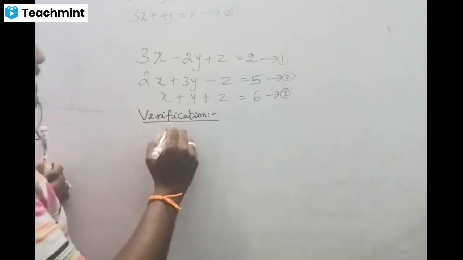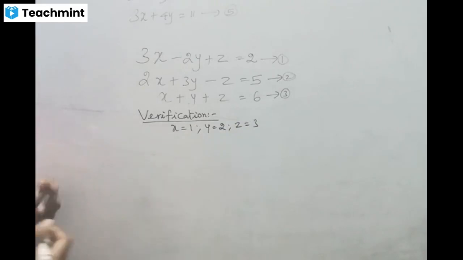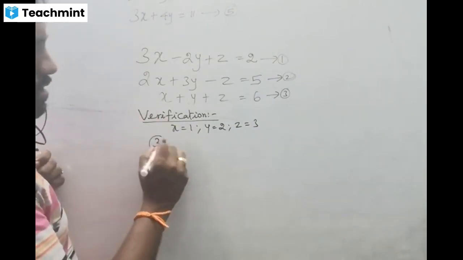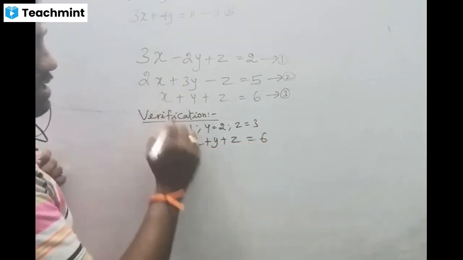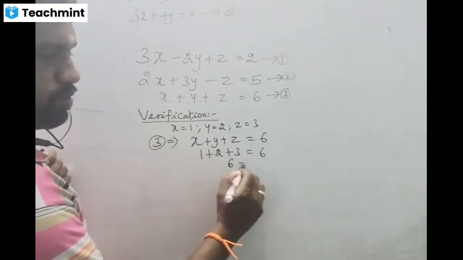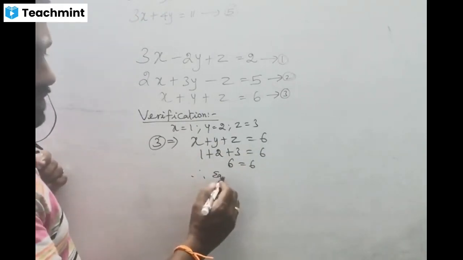Now, x equal to 1, y equal to 2, z equal to 3. I want to verify. Which equation can I choose? The third equation is very simple. What is the third equation? x plus y plus z equal to 6. What is x? 1. What is y? 2. What is z? 3. Adding, 6 equal to 6. Then the equation is hence verified.